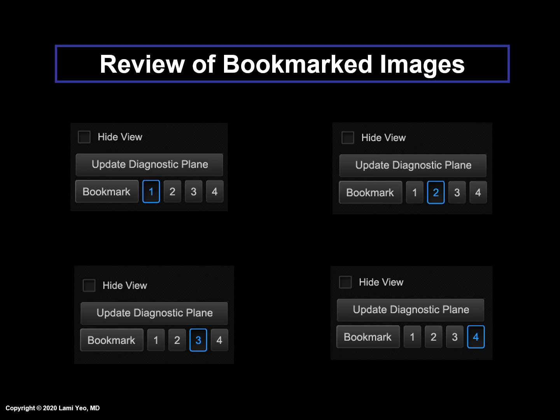After bookmarking is completed, the user reviews each of the 4 images to choose which one will replace the diagnostic plane image. This is done by clicking on the button labeled 1, 2, 3, or 4. The corresponding bookmarked image will appear.